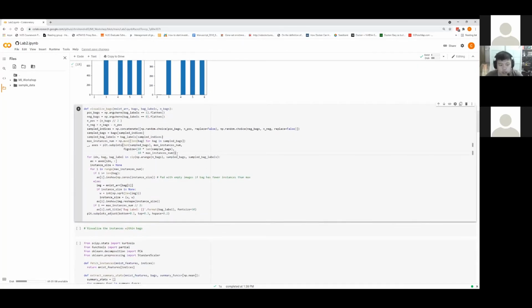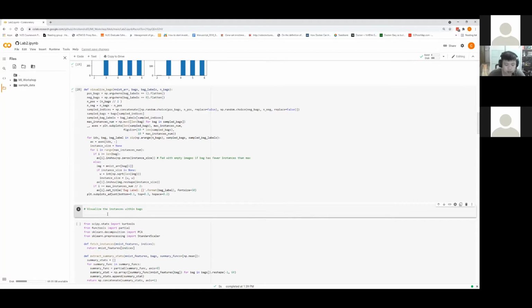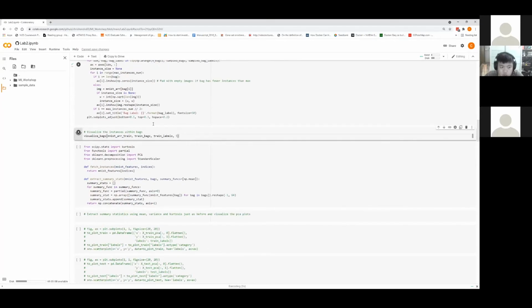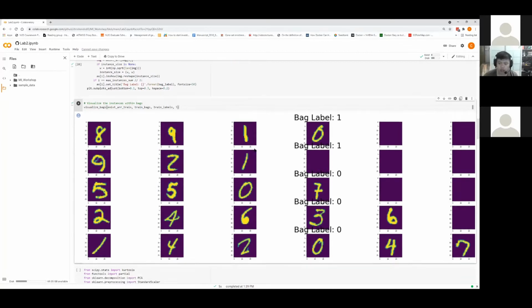Same as before, I've created this function to visualize each bag. You just have to run this cell and then run this function, visualize bags. Pass the MNIST array train, then pass the train bags, then the train labels, and put how many bags you want to visualize. In this case, let's just visualize 5. You press enter, and this function will create a plot for you. Same as before, this plot will show you the instances contained in each bag. So the first 2 here are bag label 1s.